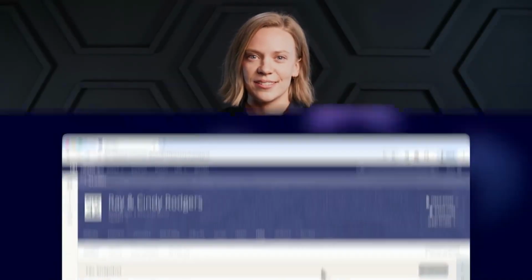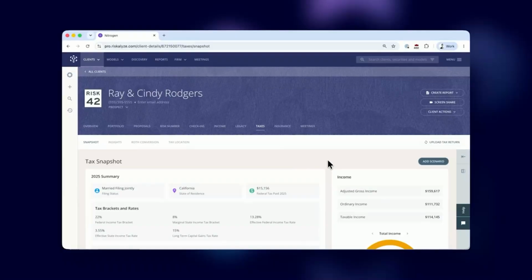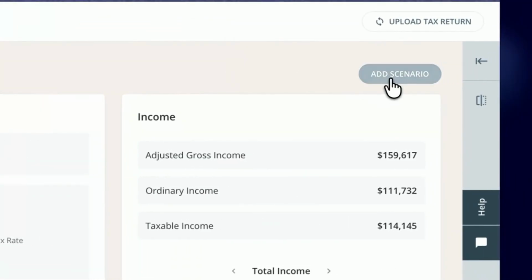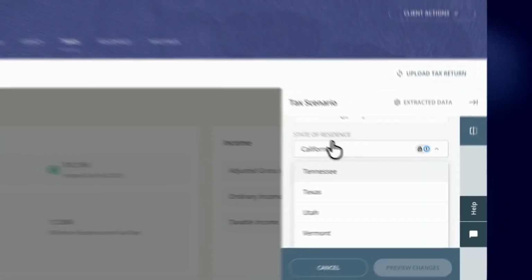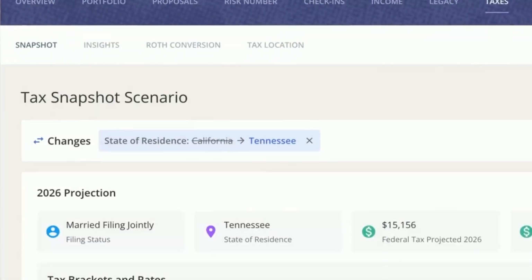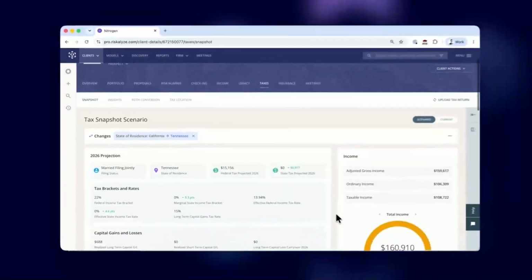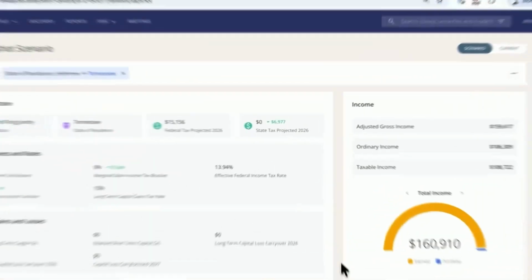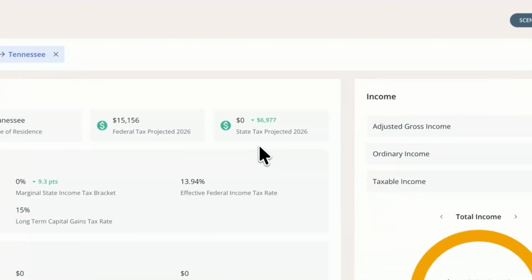So today, Tax Scenarios gets state taxes. Let me show you with my clients Ray and Cindy. They're 2 years from retirement in California, and they're dreaming about Tennessee. Their state comes in automatically from their 1040, and now, right here in the scenario controls, there's a new state of residence option. I select Tennessee, and look at this. Federal tax, state tax, combined effective rate, and the bottom line, what this move means for their net income in real dollars side by side.